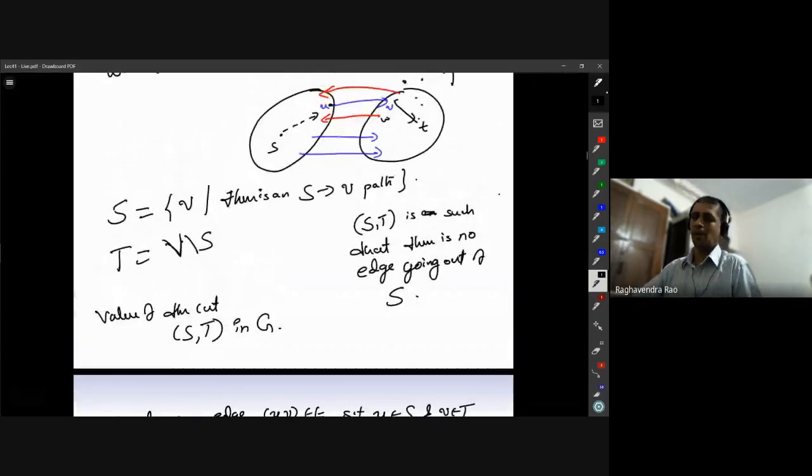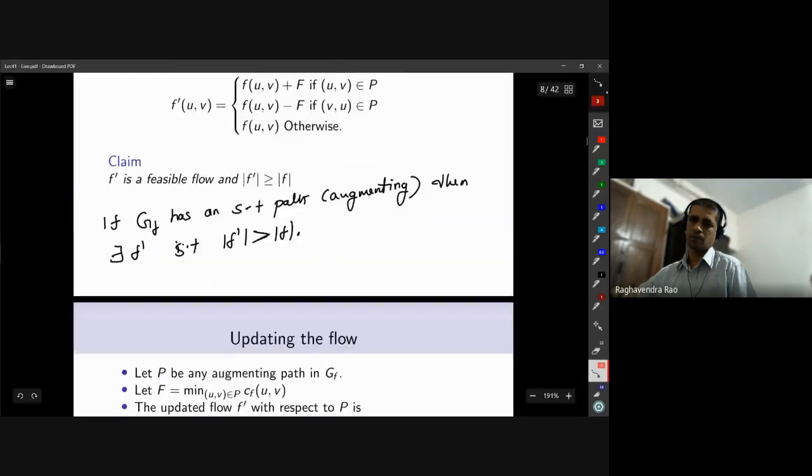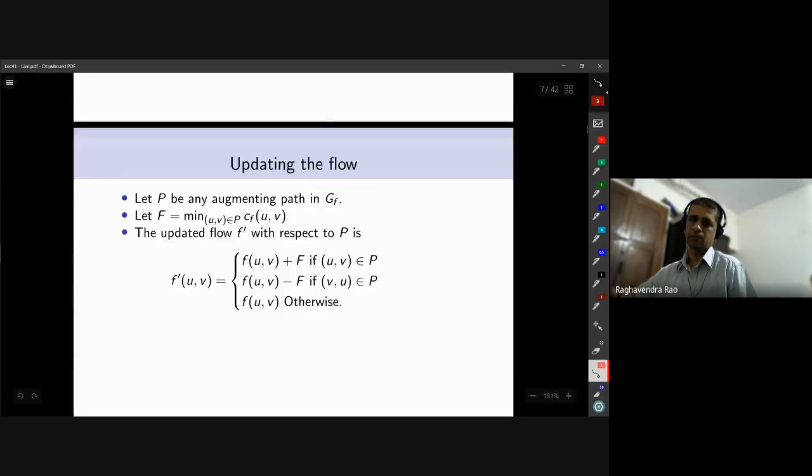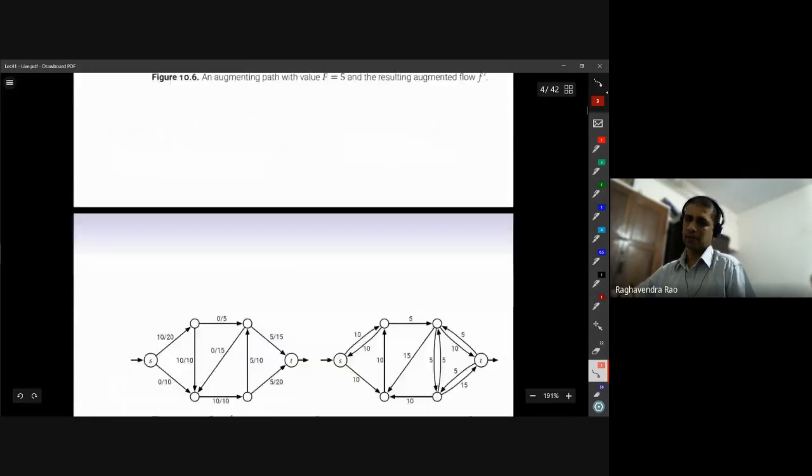Now, what can you say about the value of flow on this edge? Remember that this edge is not present in GF by the definition of set S. So this edge UV is not present in GF. So what does it mean? It's at its full capacity in the forward direction.